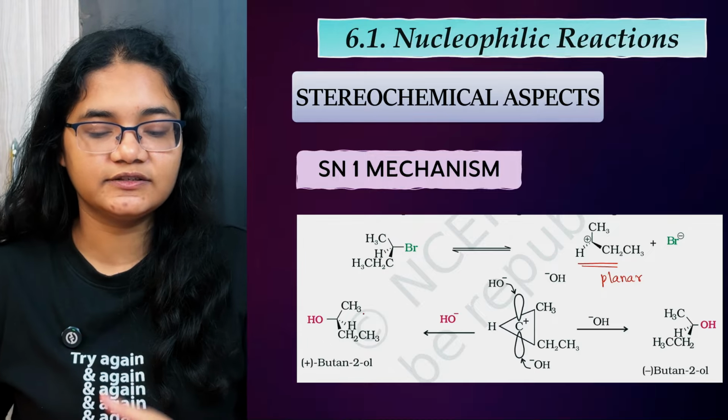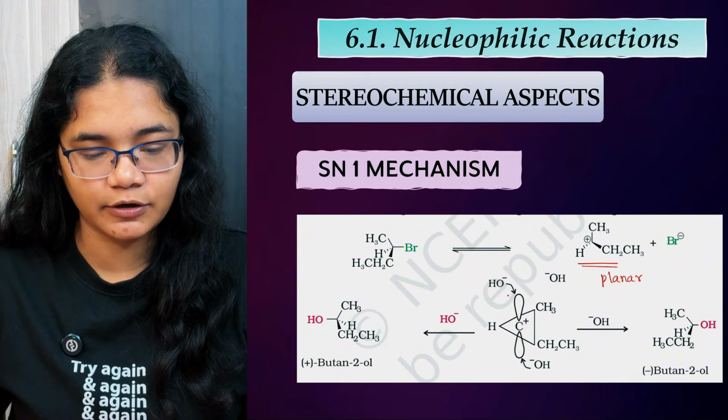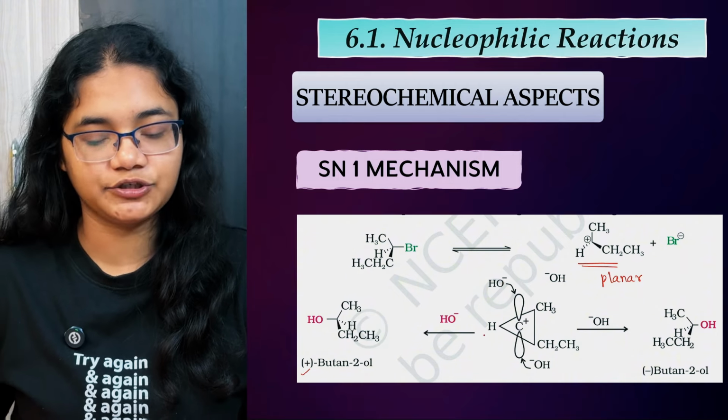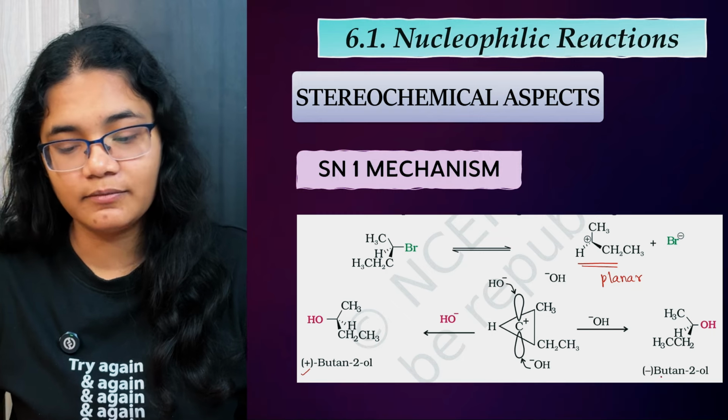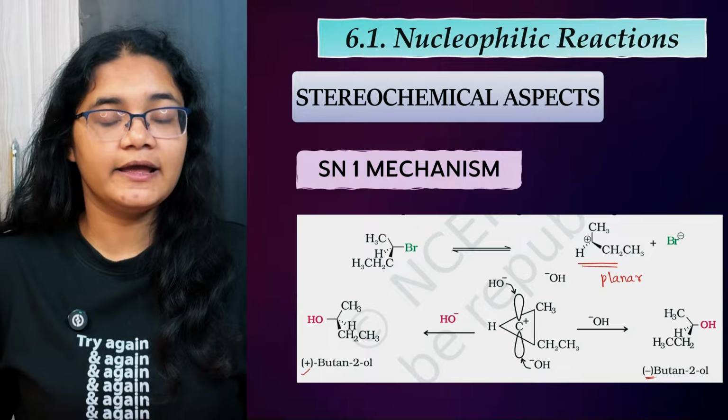So you can see that if the OH minus attacks from the top, it forms this particular structure, and if it attacks from the bottom, it forms this particular structure. So both the enantiomers are formed, in equal amount.